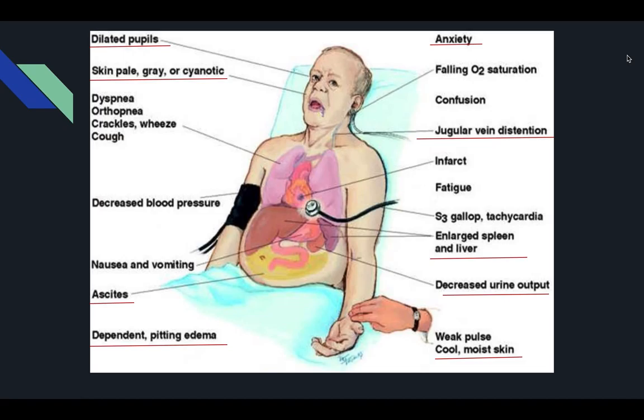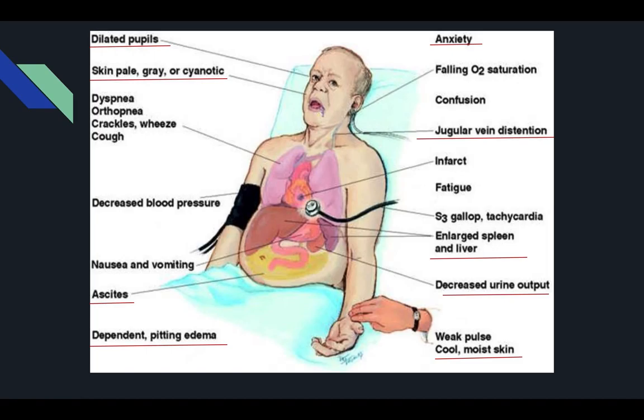During percussion, the nurse will also assess for the presence of ascites, which will make a dull noise compared to the regular tympanic noise that the abdomen makes. Or you can assess for pleural effusion or fluid buildup in the lungs. This will also make a dull noise as opposed to a resonant sound, which usually occurs in healthy lungs.